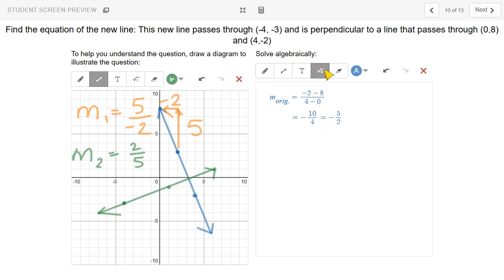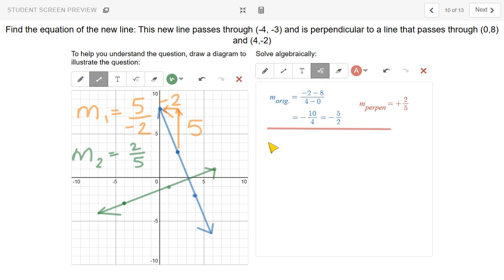So our new slope is going to be perpendicular. We know it's the negative reciprocal. So from negative, it becomes a positive, and we have 2 over 5.